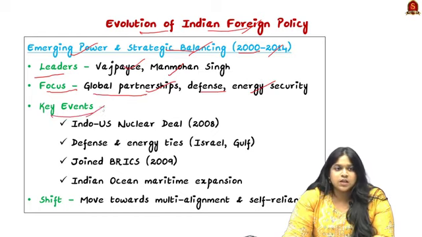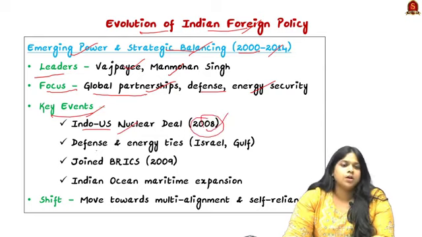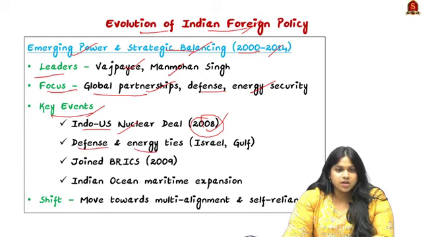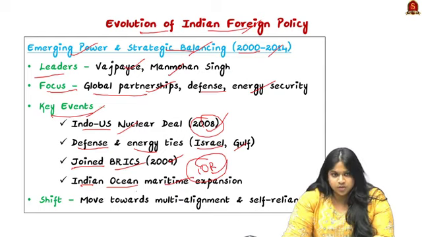So it involves key events such as the Indo-US nuclear deal between India and the US in 2008, their partnership, then having defense and energy ties with countries such as Israel and Gulf countries. Then India joined the BRICS in 2009, and it led to Indian Ocean maritime expansion, where we gave importance to the Indian Ocean region especially.